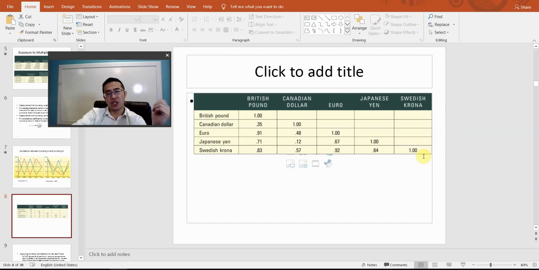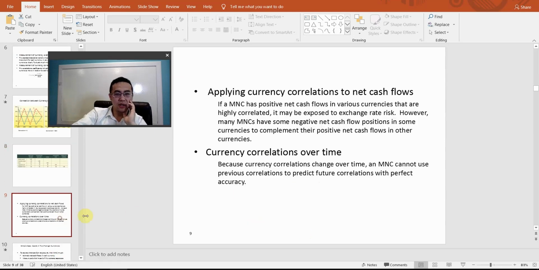So if you look at the correlation of the major currencies, you see none of them are negative. For example, if I'm looking at British pound correlation with Canadian dollar, it's right here, 0.35. If I'm looking at euro with Japanese yen, euro is here, Japanese yen is here, it's 0.67. If it's Swedish krona with British pound, then it's 0.83. So these are all pretty high numbers in terms of correlation because none of them are even negative. And that is something you need to consider.